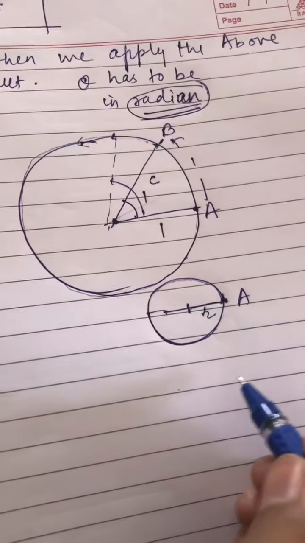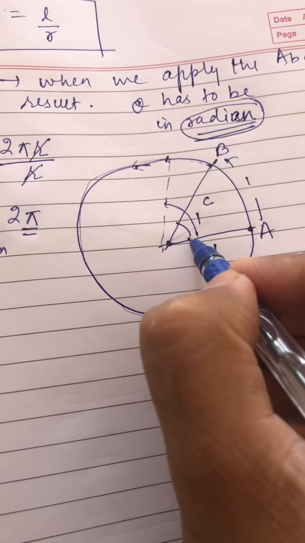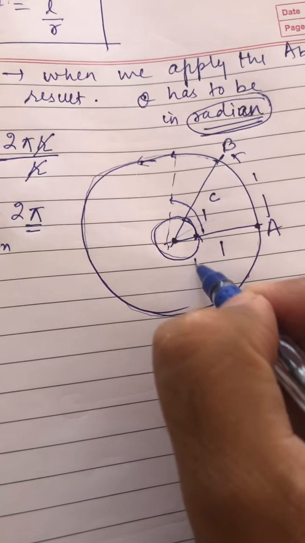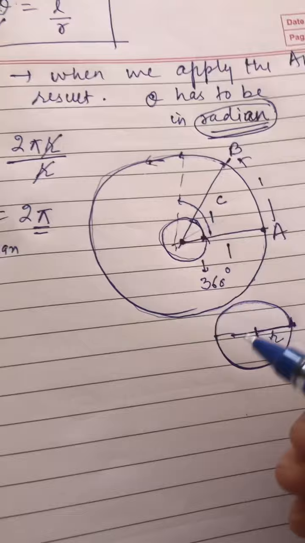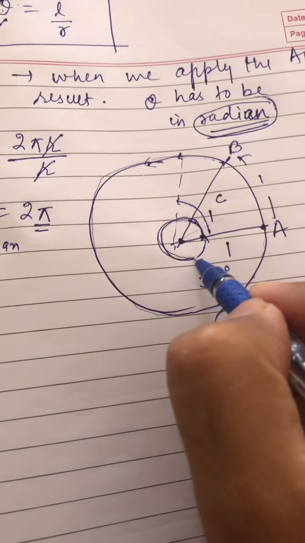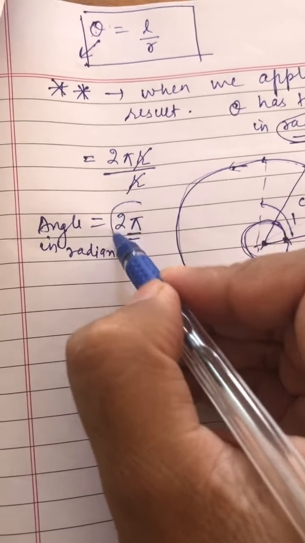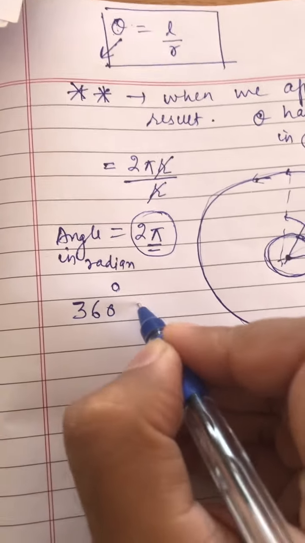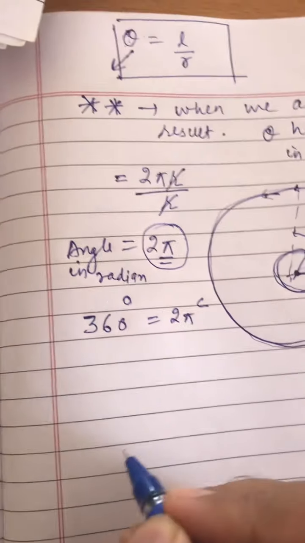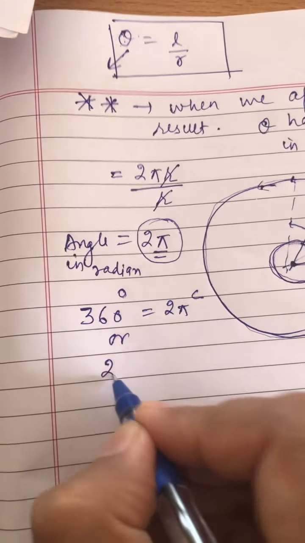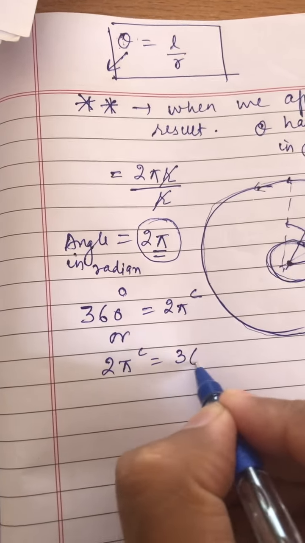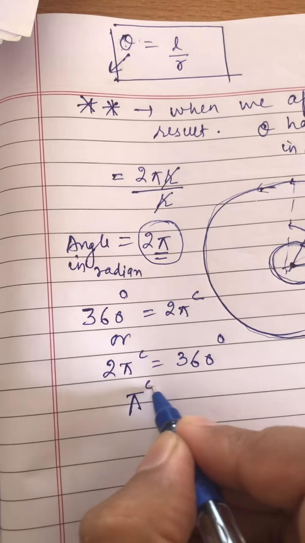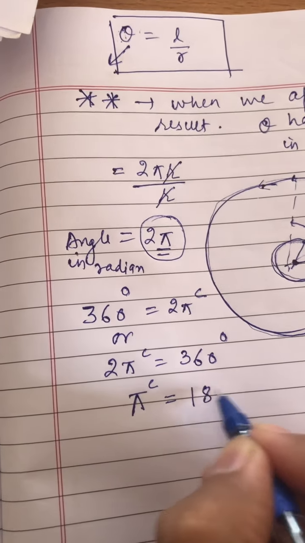Now we all know that when we take a complete revolution like this, the angle we get in degrees is a complete angle, that is 360 degrees. In degree the angle is 360, and in radian the angle is 2 pi. So both will be equal. So we can write 360 degree equals 2 pi radian, or if I say, pi radian equals 180 degrees.